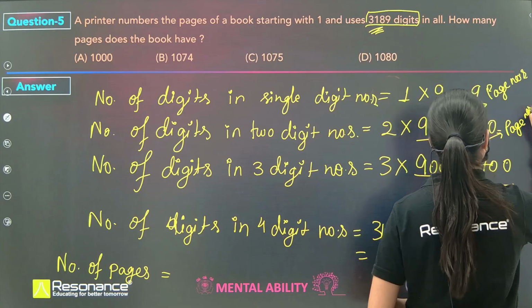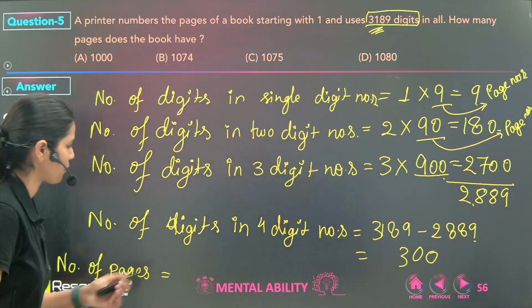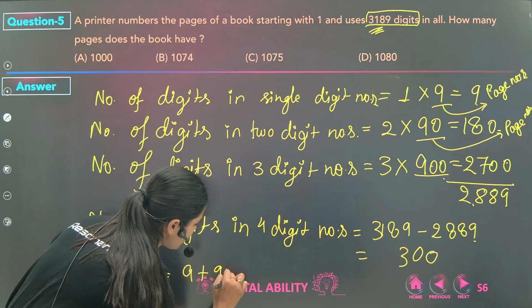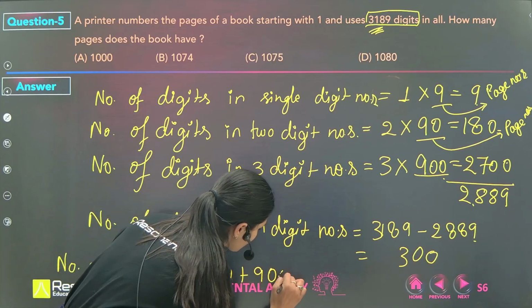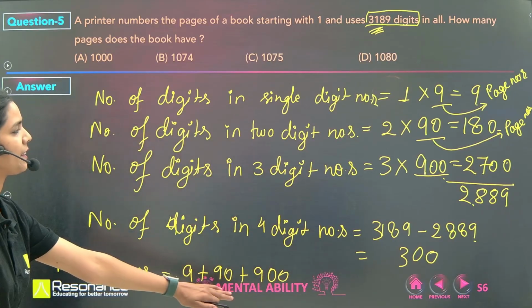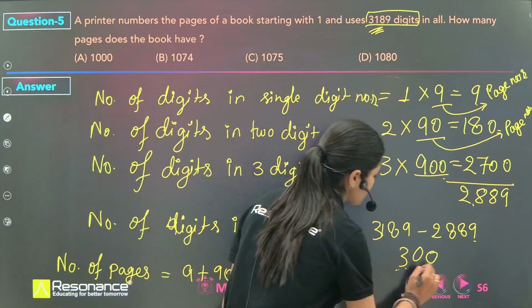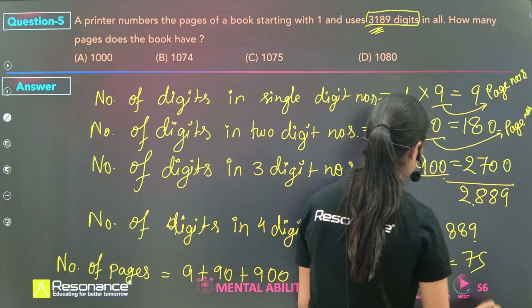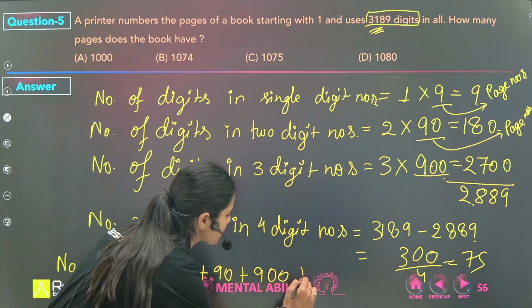Page numbers. Here only I am mentioning because I don't have much space. Okay, now move on. So 9 plus 90 plus 900, so this will be 999. Plus, how many pages will we be getting from here? It will be divided by 4 and we will be having 75. So this plus 75.